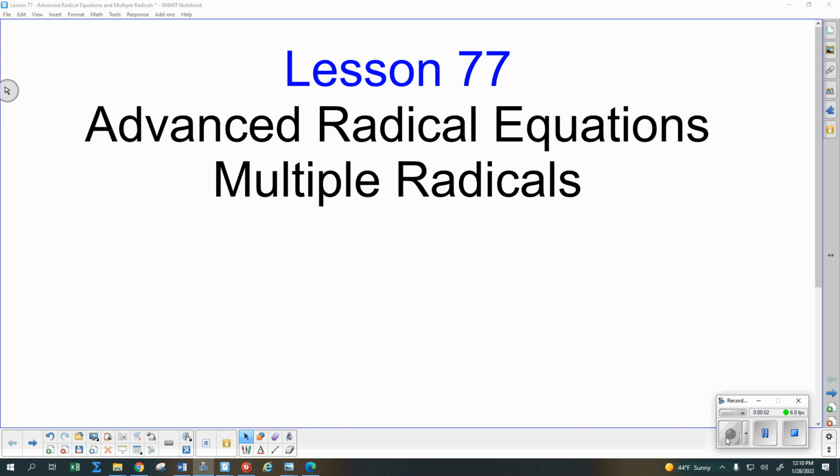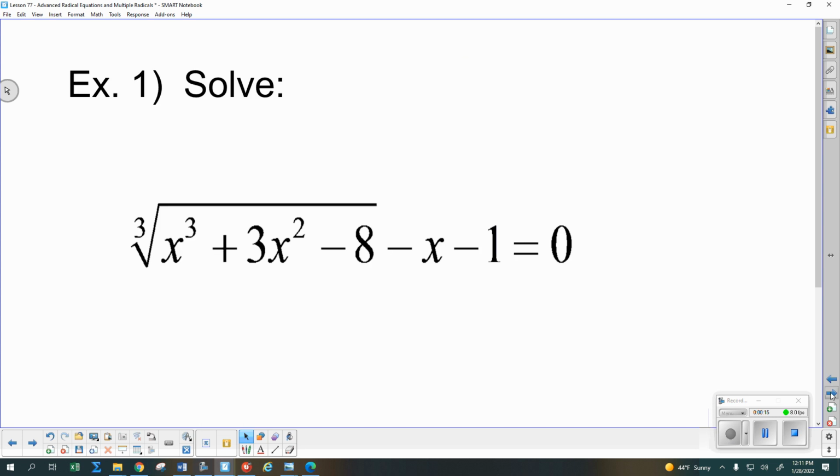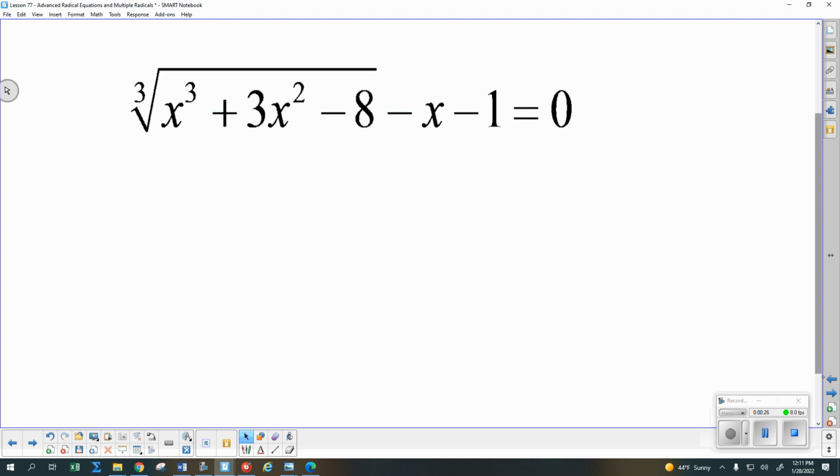As I was saying, in lesson 77, we're going to do some more equations that have roots in them, just a little bit longer, a little bit more involved than the ones we have been doing. For example, up to now, we've been doing square roots. This one, we have a cubed root. The strategy is still going to be that we need to get that root all by itself.